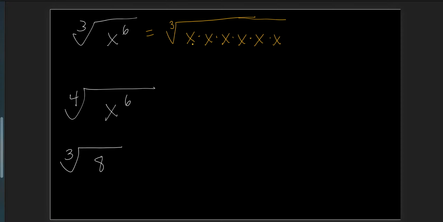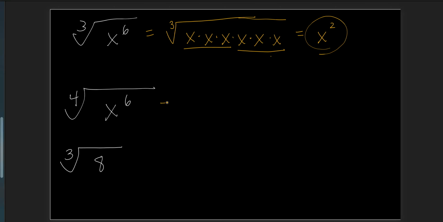So this means we're looking for a set of 3 things that are the same. For every set of 3, you take one out. So 1 x comes out, 2 x's come out, so x squared is your answer. Nothing's left under. And if you notice, 6 divided by 3 is 2.